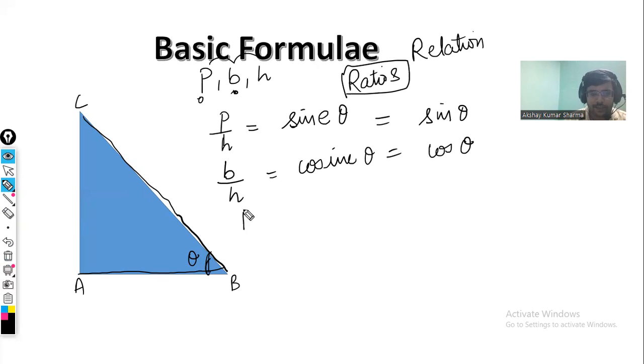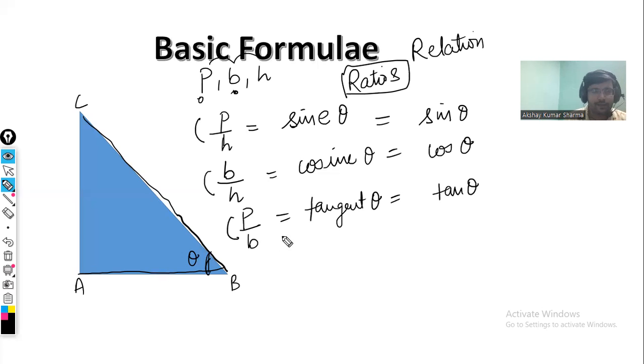So what is the next one? The next one is P by B. P by B can be written as tangent theta, or we can write tan theta. Are you getting the point now? This was one relation, this is another relation, this is another relation.